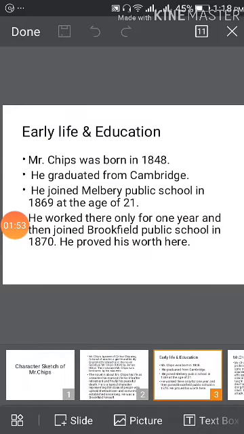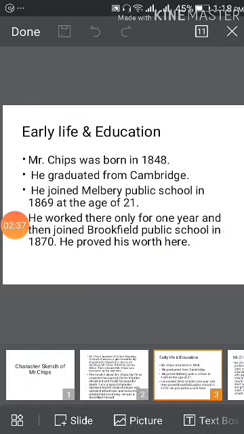Early life and education. Mr. Chips was born in 1848, because its reference is given in the chapter in the novel. It is given that when Mr. Chips was born, he was a toddler. Toddler means a walking boy, a little child, when the Great Exhibition was held. The Great Exhibition was held in 1850 in England. It was a scientific exhibition, a big exhibition. It was a remarkable and memorable event of the 19th century. So Mr. Chips was born in 1848.